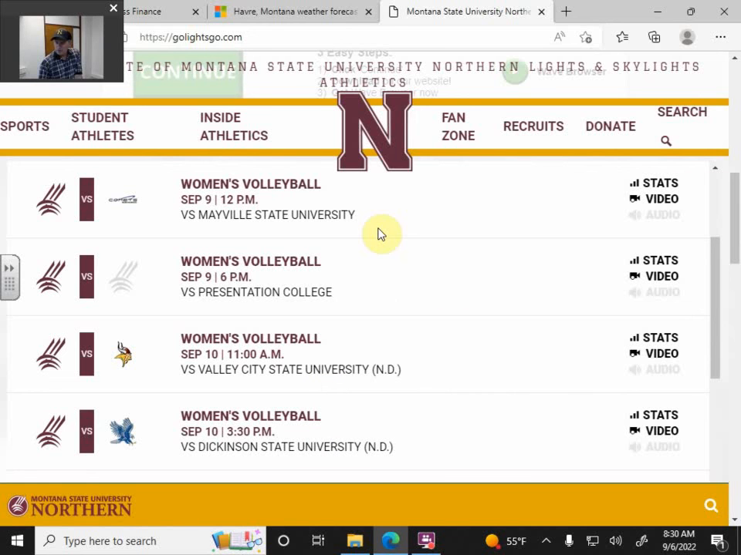First volleyball right this weekend. We got volleyball tournament going on here in town. I think they play Friday at noon against Mayville State. And I've never heard of Presentation College. Where's that? Never heard of them. And then they play again on Saturday versus Valley State at 11 a.m. and 3:30 versus Dickinson State. Those two I've heard of before. Mayville I've heard of before. But I've never heard of Presentation College. That's kind of neat.